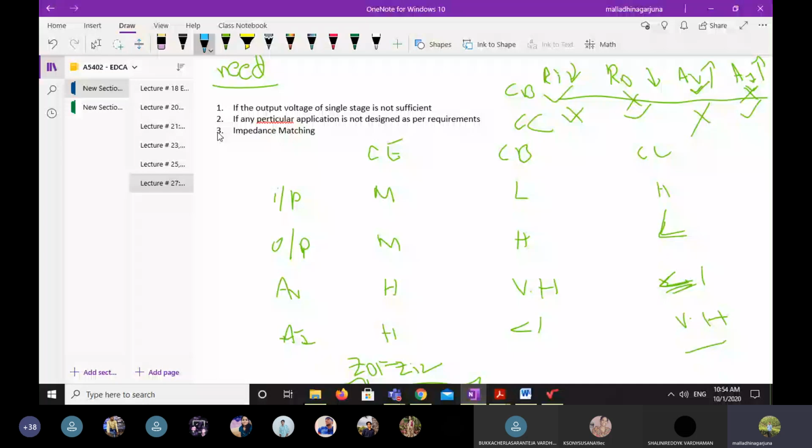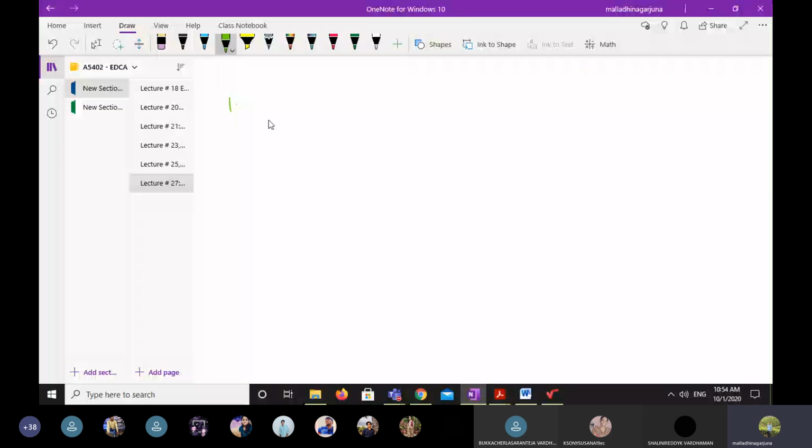For that, I'm taking the same requirement. What is my first point? The output voltage is not sufficient. If it is not sufficient, take a two-stage amplifier: a CE amplifier connected with another CE amplifier. This is my first stage amplifier, and this is my second stage amplifier. If it is still not satisfied, you connect one more CE amplifier. So these are the three stages.